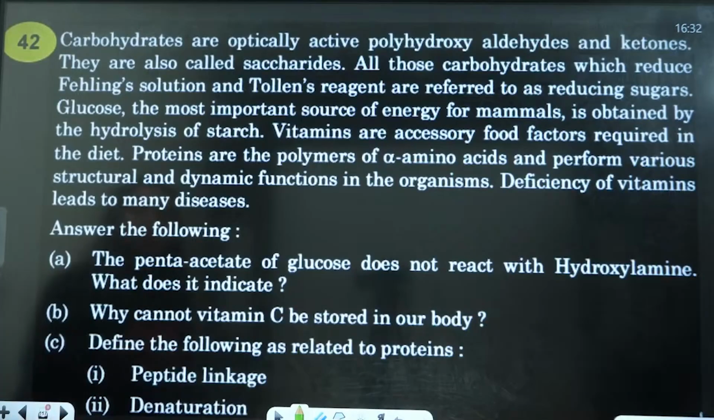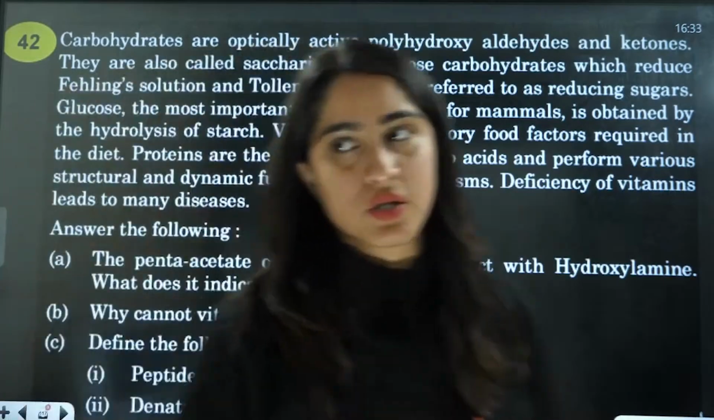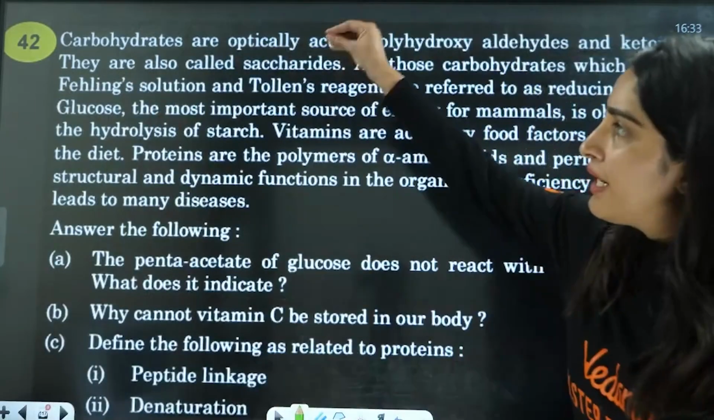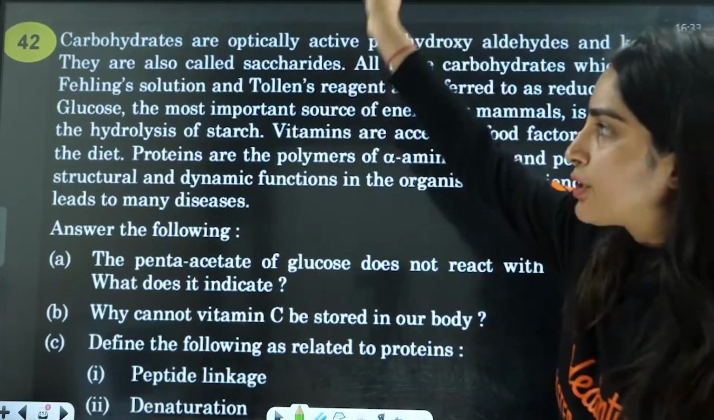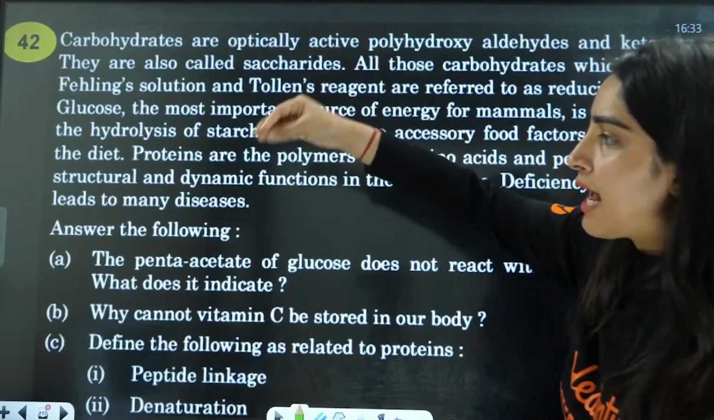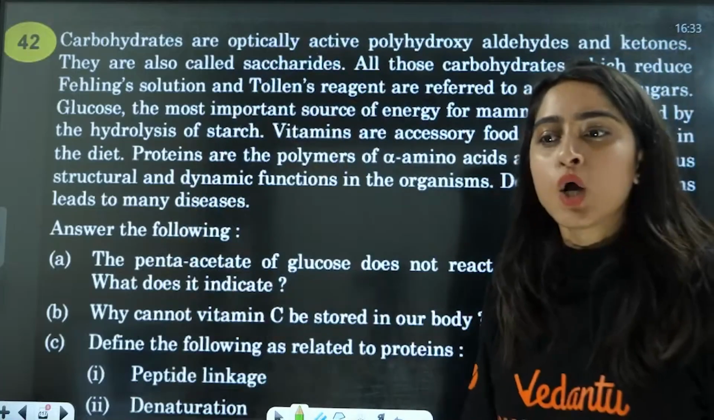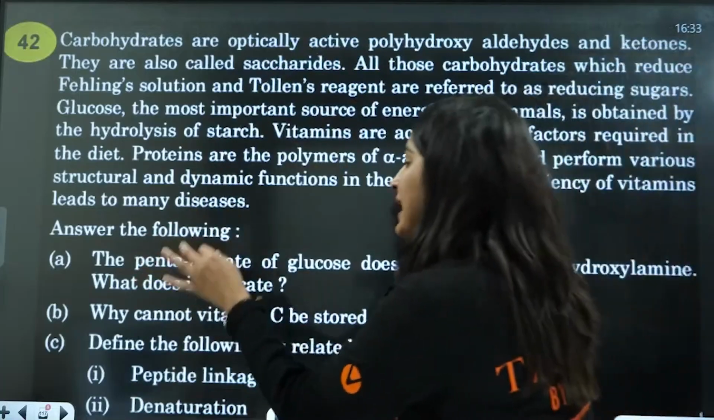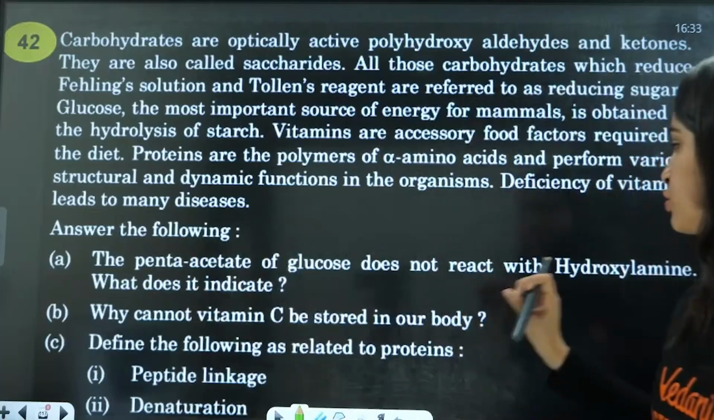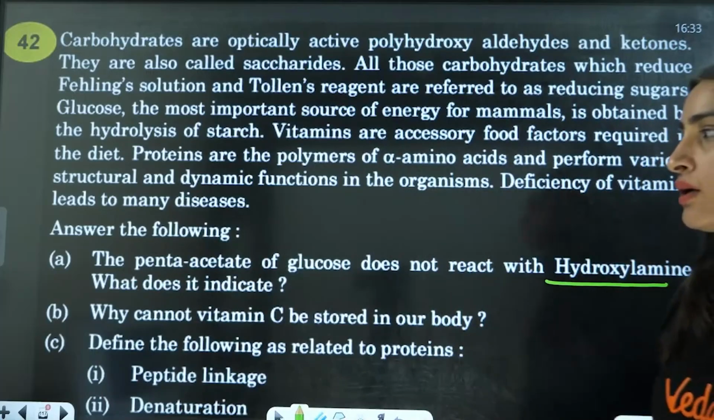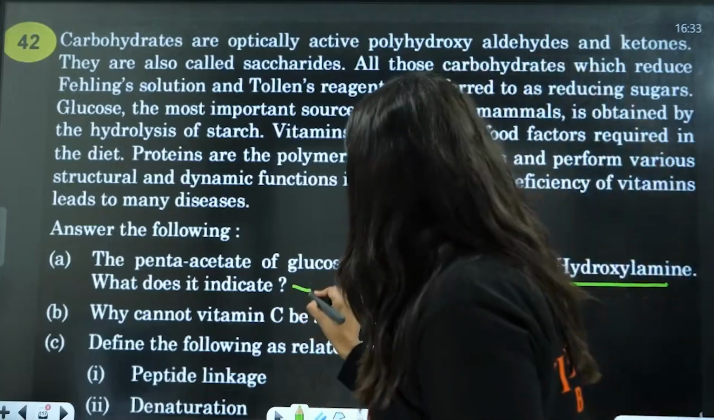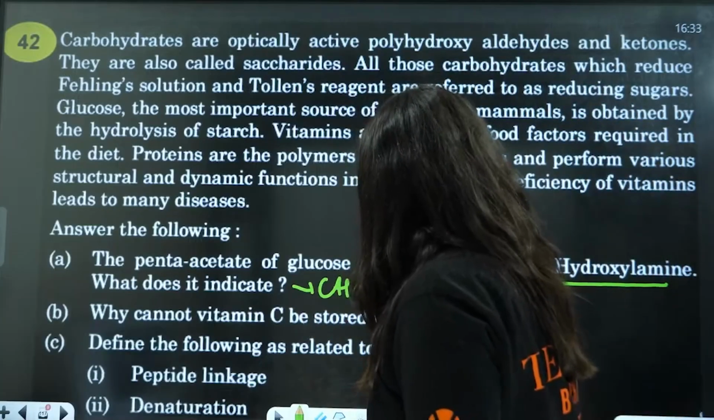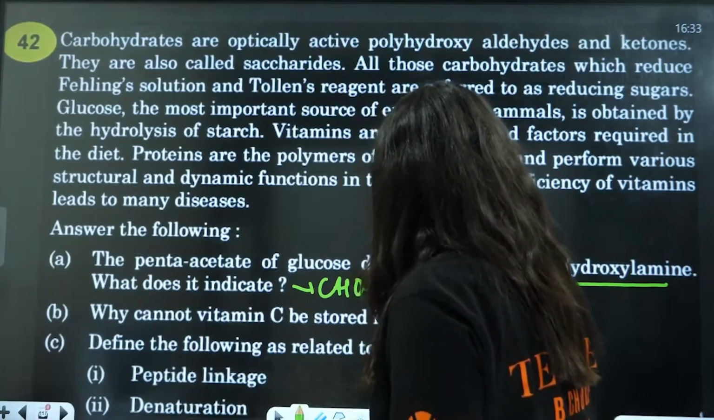Next question: answer the following questions. You don't need to go through all this. Carbohydrates, saccharides, Tollens' reagent, glucose. Just go through the question. The pentaacetate of glucose does not react with hydroxylamine. What does this indicate? This indicates that the CHO group is not free.